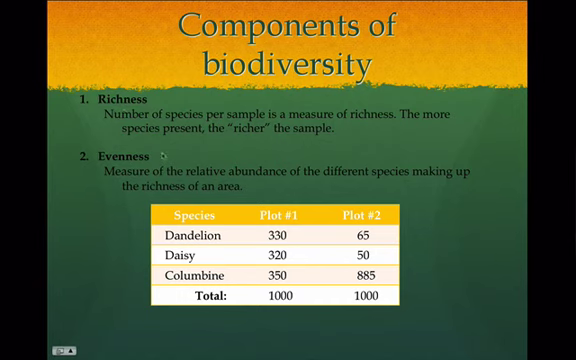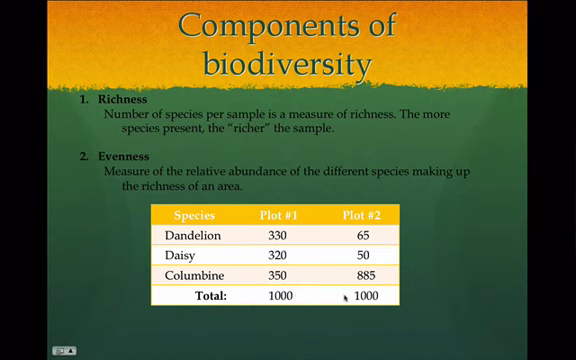So richness can be seen as, in this case, in plot number 1 and plot number 2, the species richness is 3. You have 3 species: dandelions, daisies, and columbine. And what's also important to notice is the total number of plants in each one of these plots is 1,000.